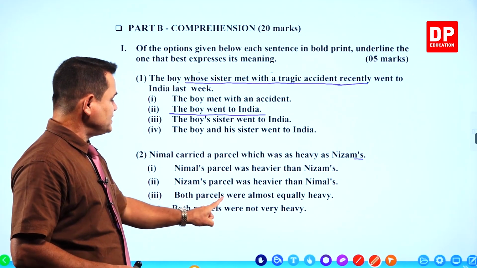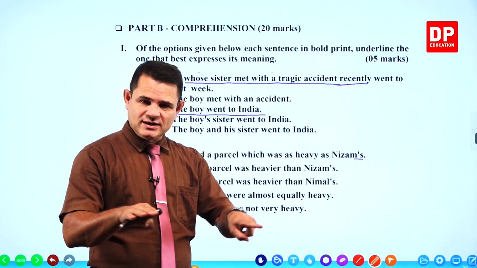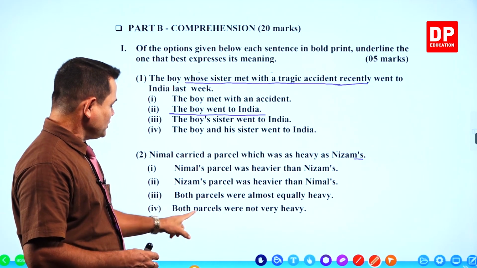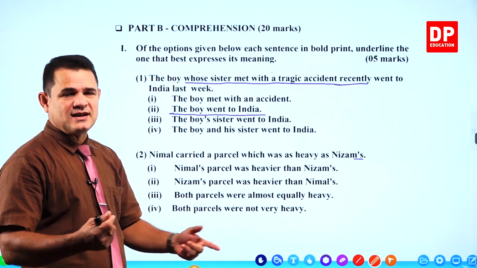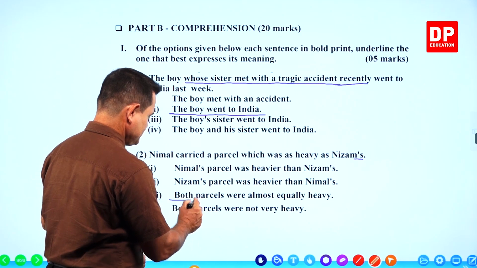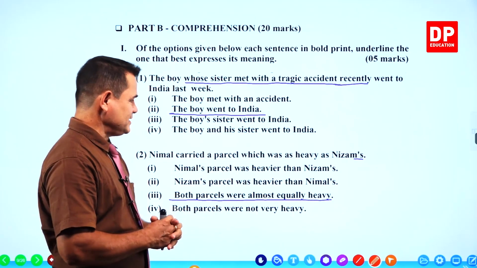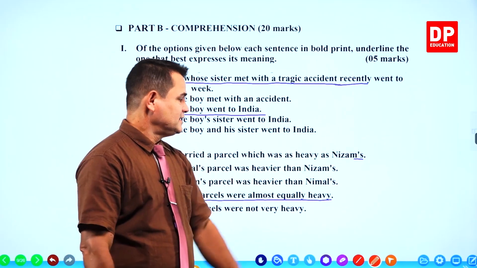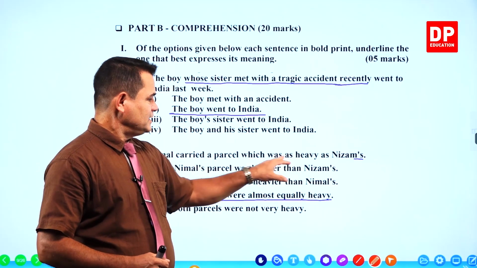Third one, both parcels were almost equally heavy. And both parcels were not very heavy. Now it is very clear. The third one. Nimal carried a parcel which was as heavy as Nizam's. Now learn those things.